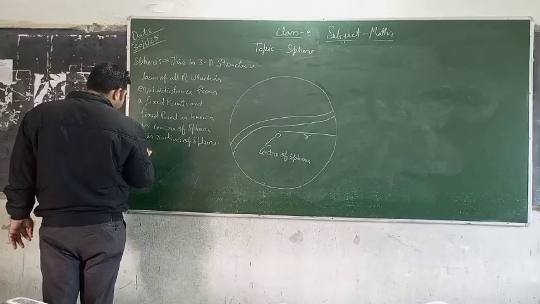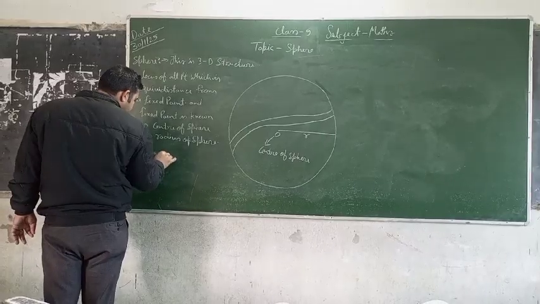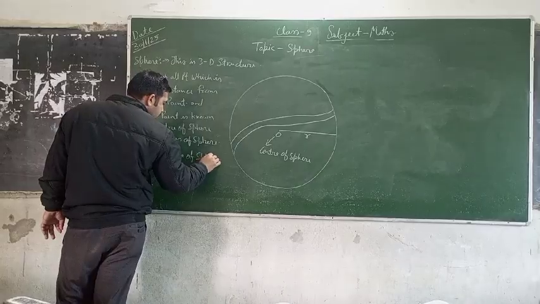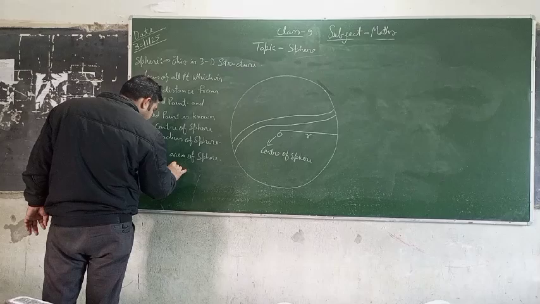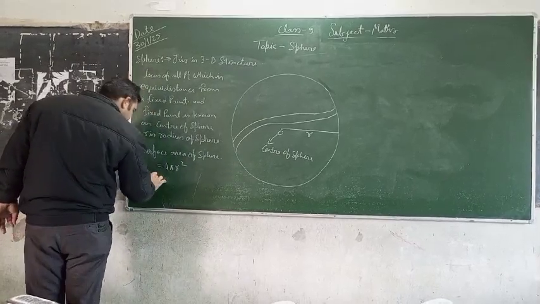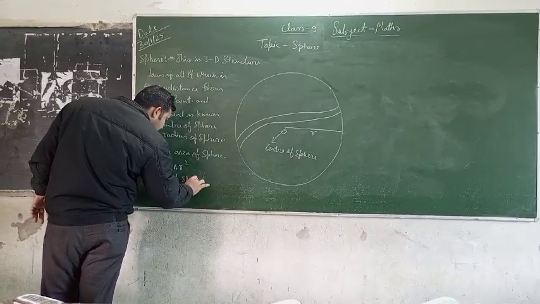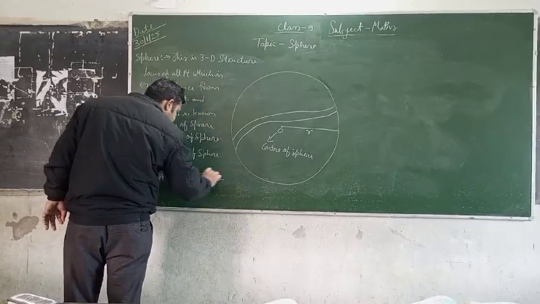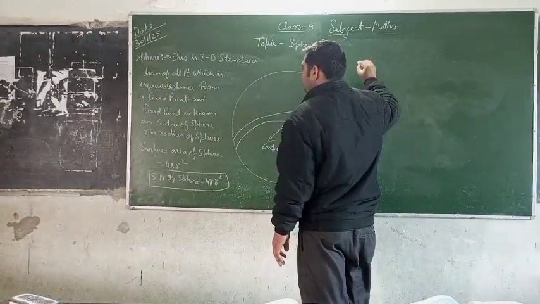Now, the surface area of a sphere is equal to 4 pi r square, where r is the radius of the sphere. Surface area of a sphere, that is 4 pi r square. And now next is hemisphere.